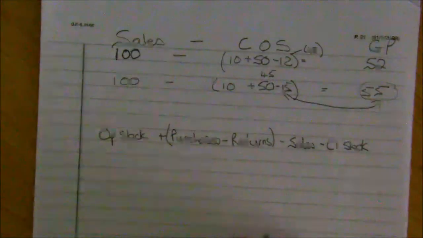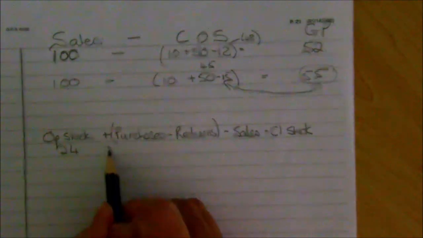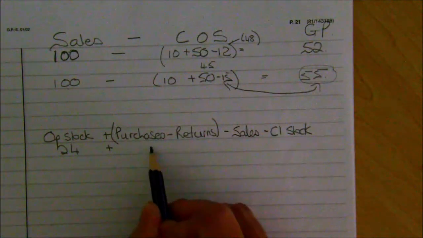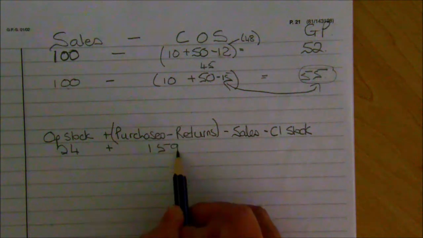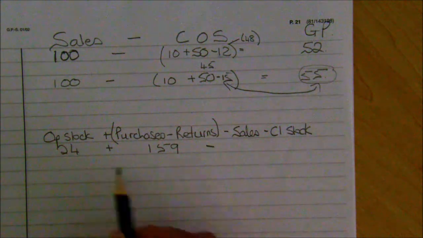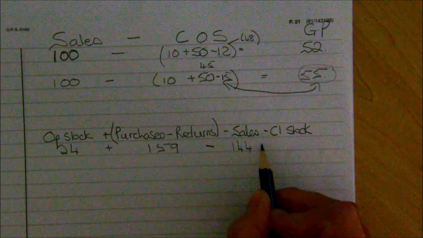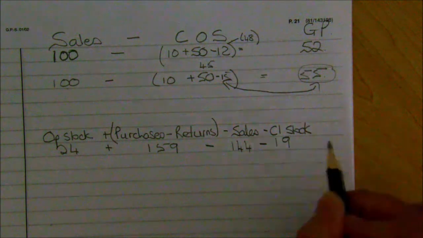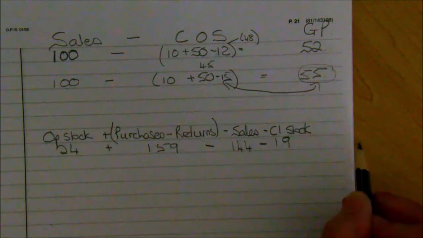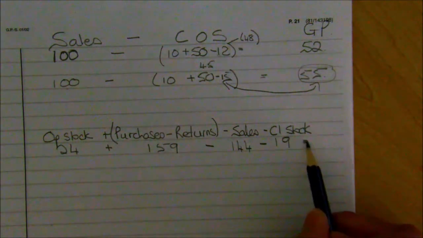So let's have a look and see. Using those figures that I've just given to you there, we had an opening stock of 24. We had the purchases minus the returns of 159. That's what we had available then in order to sell. We have sold 144 and we've got 19 left over. And this should equal naught, because you shouldn't have anything else available. But if you work this out, there's a difference of 20.